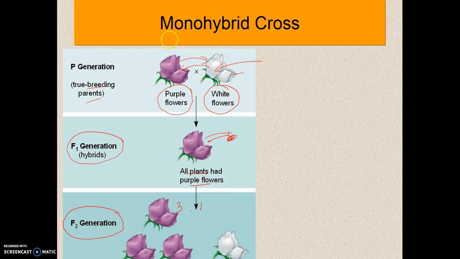So now you understand the meaning of the word monohybrid cross. Mono means we are studying one trait. Trait means one characteristic. So what characteristic did we study? Well, the flower color. So that's why it's called a monohybrid cross.